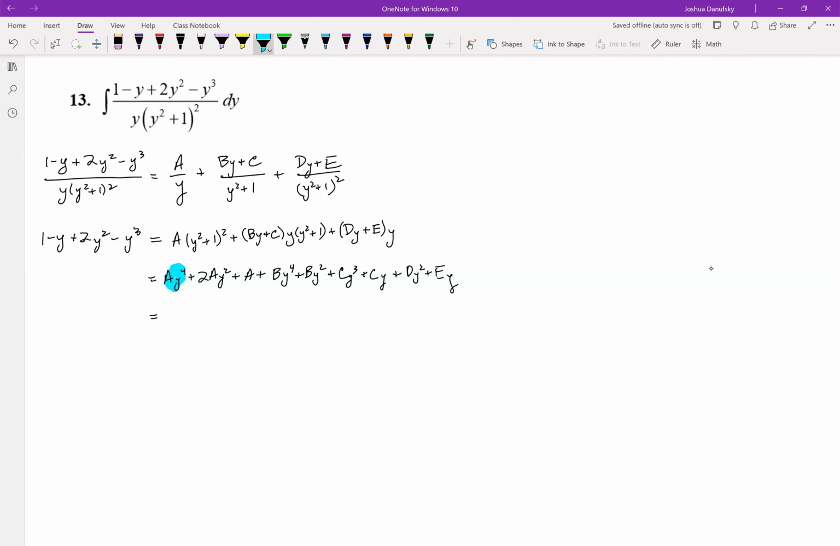We'll group our y to the fourth terms. We have 1 y to the third term. Now collecting our squared terms. Then our linear terms, y to the first power. And finally, we have a constant a in back. So comparing coefficients, we notice that there is no y to the fourth term. So a plus b is equal to 0.